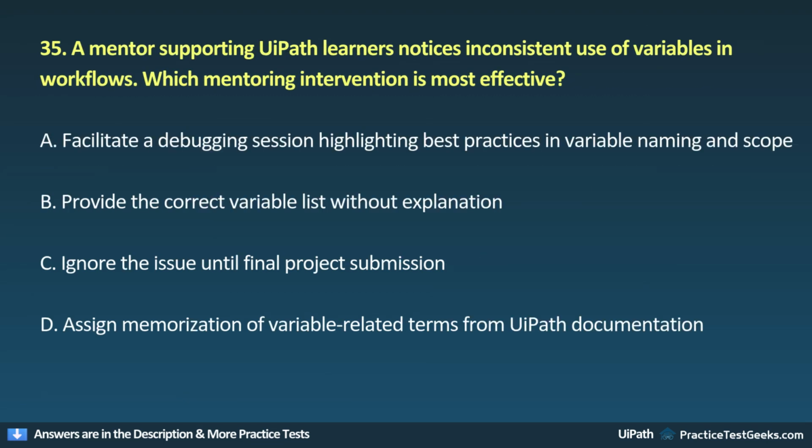35. A mentor supporting UiPath learners notices inconsistent use of variables in workflows. Which mentoring intervention is most effective? A. Facilitate a debugging session highlighting best practices in variable naming and scope. B. Provide the correct variable list without explanation. C. Ignore the issue until final project submission. D. Assign memorization of variable-related terms from UiPath documentation.